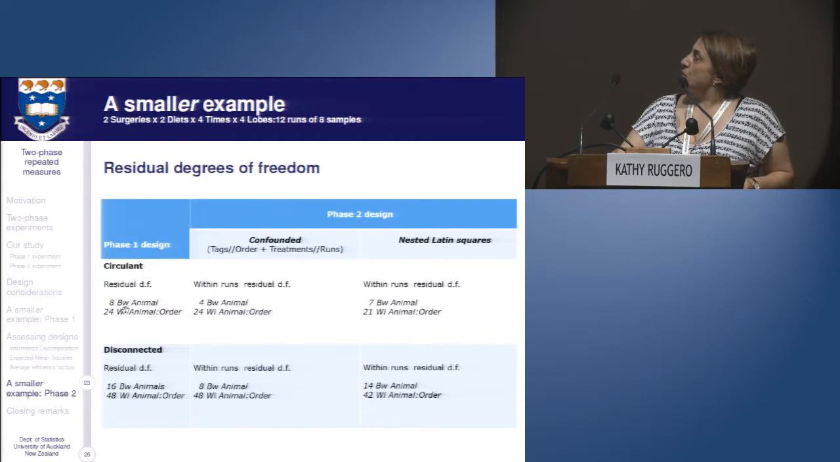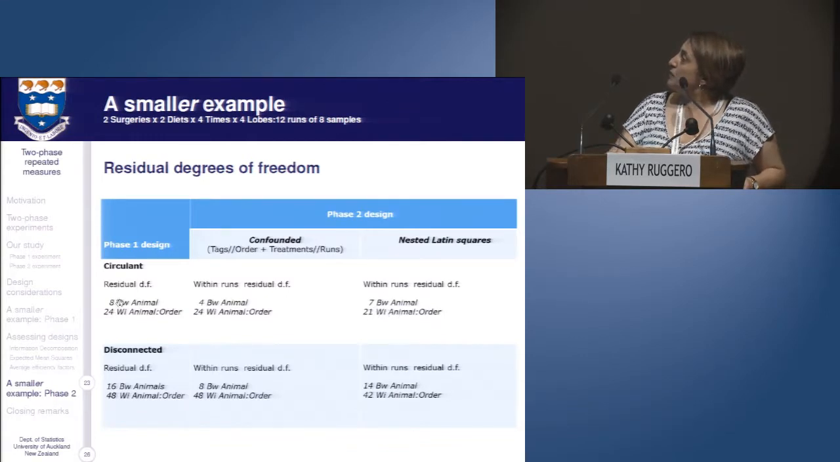Well, at phase 1, what we saw was that for the circulant design, we had 8 residual degrees of freedom between animals, 24 within animals dot order, and of course many more for the disconnected design. What happens when we have to consider runs and tags from our second phase proteomics experiment is that we lose a lot of our residual degrees of freedom if we use this confounded type of allocation. But we managed to actually recover lots of our degrees of freedom, or retain as close as possible to our original degrees of freedom, if we use this nested Latin square design with our circulant design.